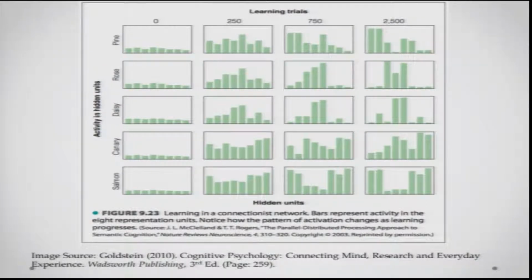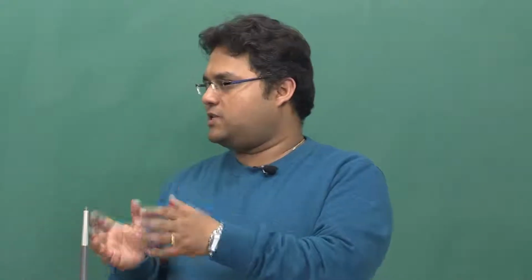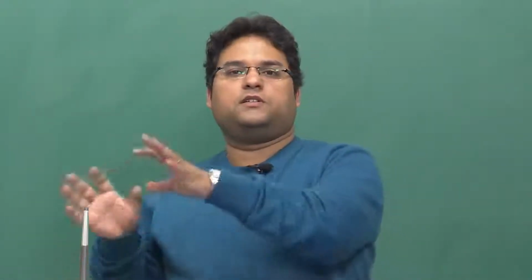So, you see at trial 0, when the number of trials is equal to 0, there is almost no difference between how the network is categorizing many different concepts like salmon and canary and daisy and rose and pine. But as you go ahead in the number of trials, from 0 to 250 trials, there is some change. From 0 to 750 trials, there is some more change. By the time you reach 2500 trials, you will see that the network has learned to classify all of these concepts separately.